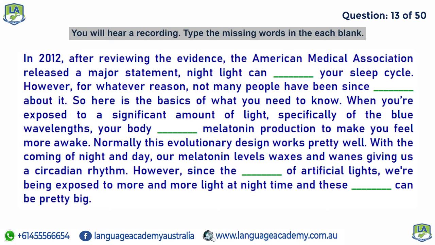When you're exposed to a significant amount of light, specifically of the blue wavelengths, your body suppresses melatonin production to make you feel more awake. Normally, this evolutionary design works pretty well. With the coming of night and day, our melatonin levels wax and wane, giving us a circadian rhythm. However, since the invention of artificial lights, we're being exposed to more and more light at nighttime, and these effects can be pretty big.